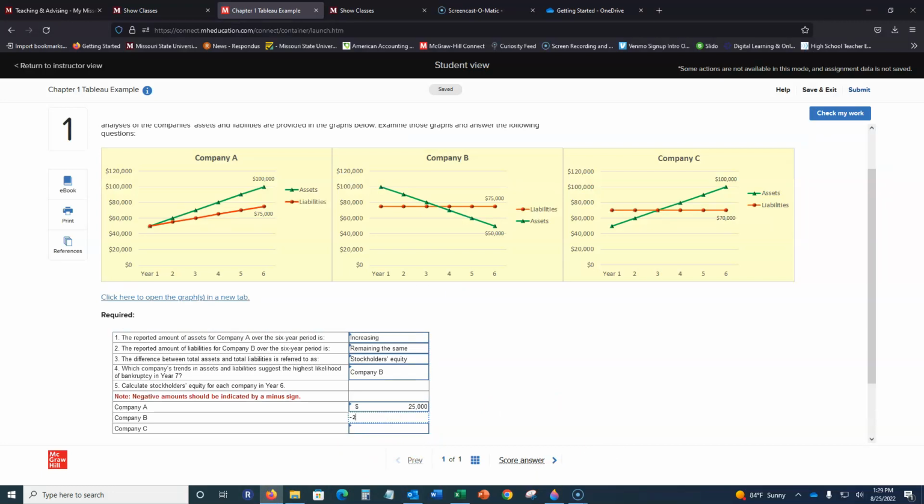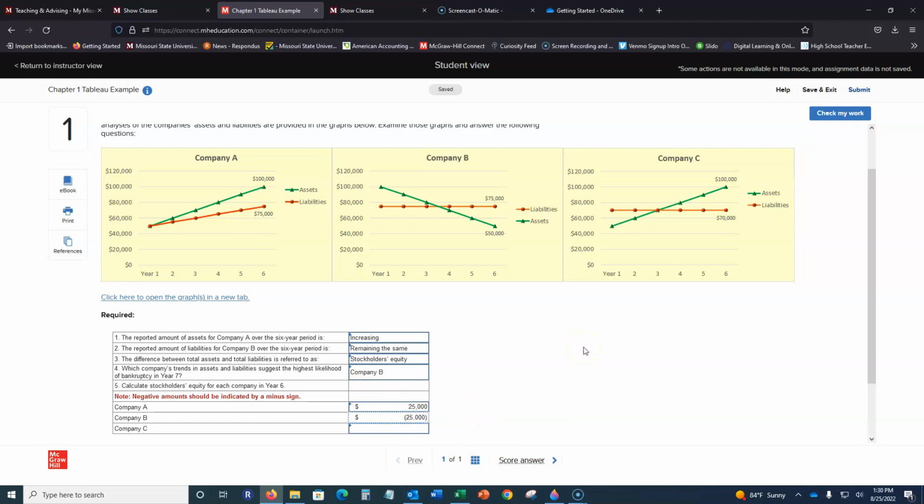So negative 25,000, and you'll notice right here that it says negative amounts should be indicated by a minus sign. I mentioned this in class briefly, that sometimes it'll tell you to put them in parentheses. Most of the time in your Connect homework, it's going to ask you to use a negative sign, and then they will just update it like they did here with parentheses.